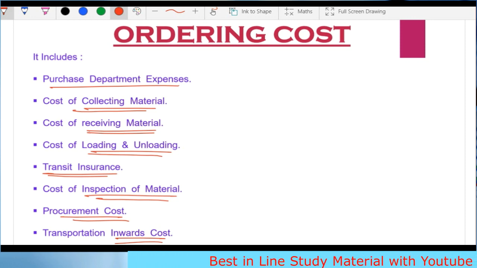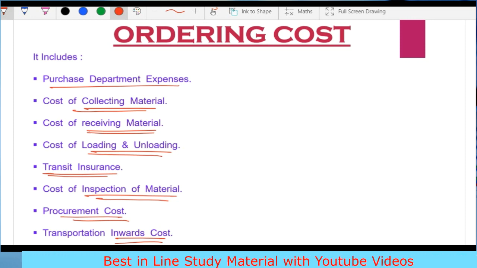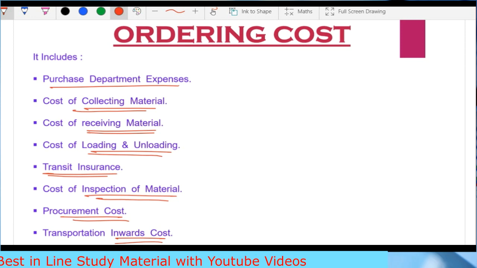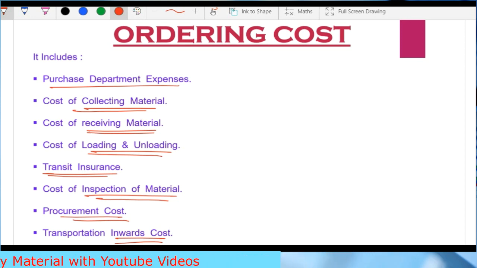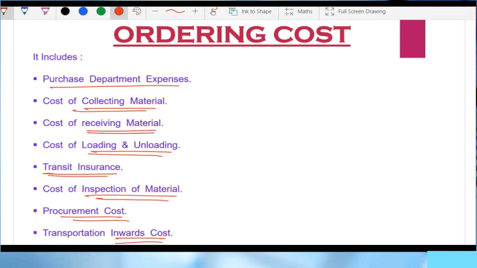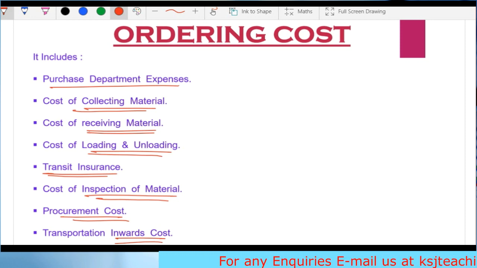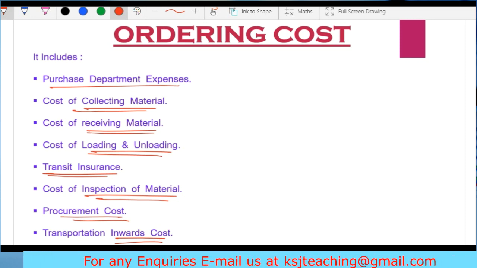From the moment you place an order with the supplier, till the moment the material is received in your godown or in your factory, right? In between, everything is your ordering cost. Clear? Procurement cost, transportation, inward cost.